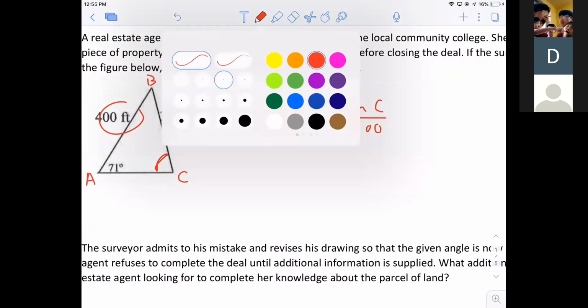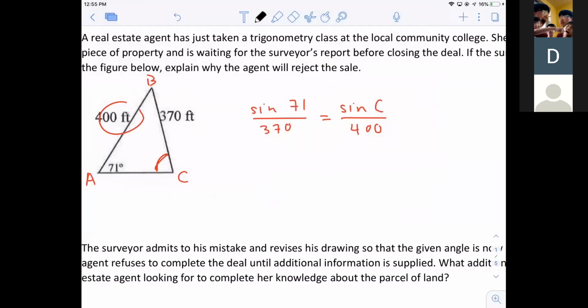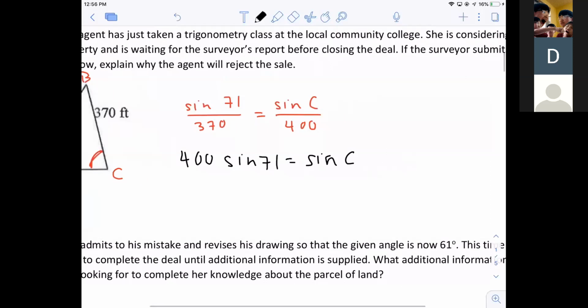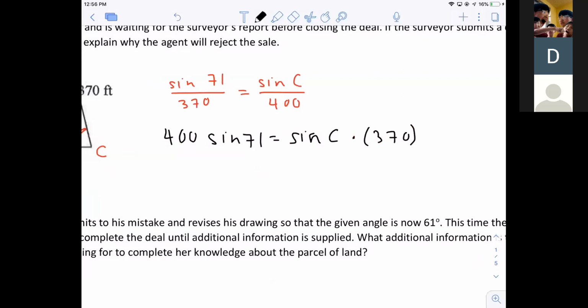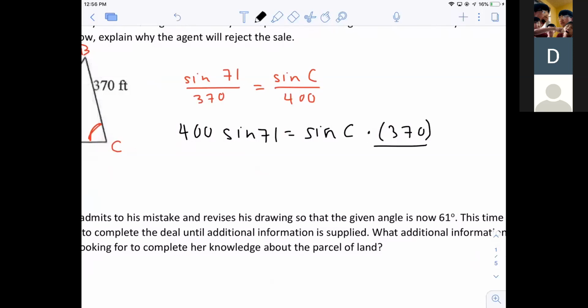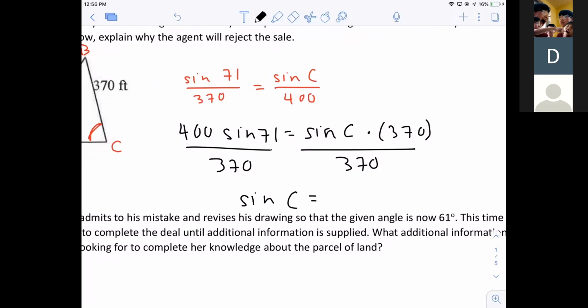We're going to get 400 sine of 71 equals sine of C times 370. Right, and so I'm going to divide both sides by 370, and I'm going to get sine of C is equal to 400 sine of 71 divided by 370.